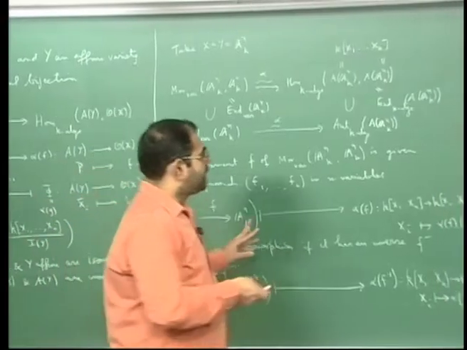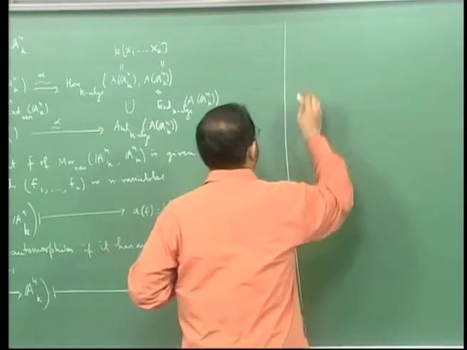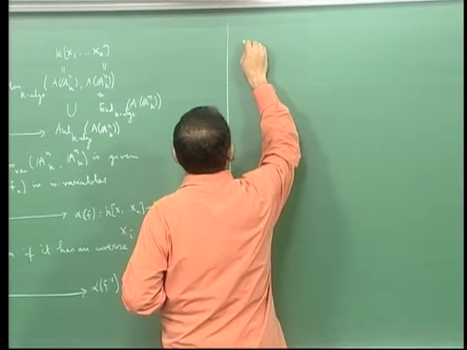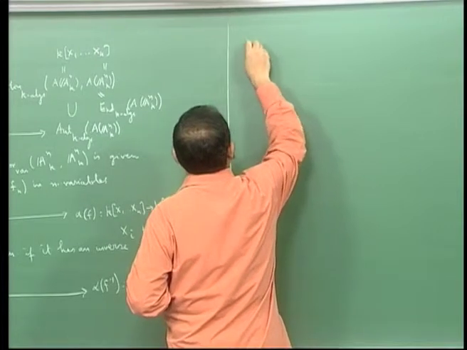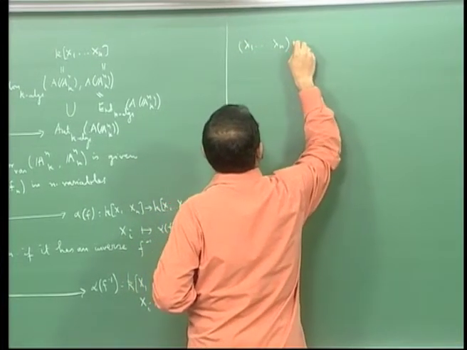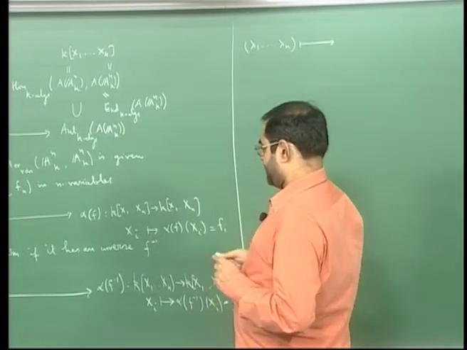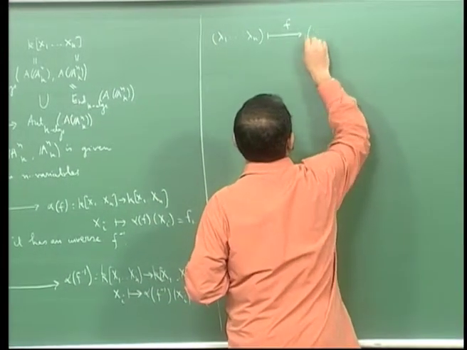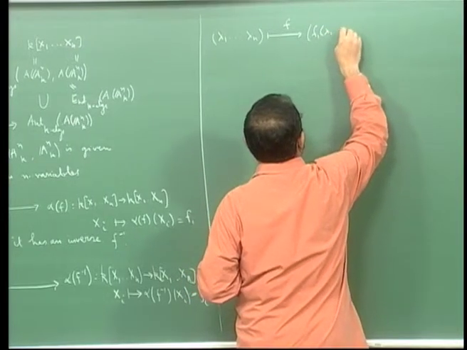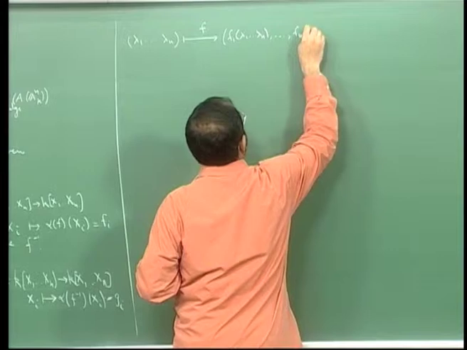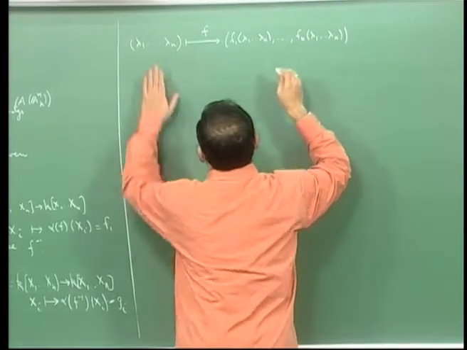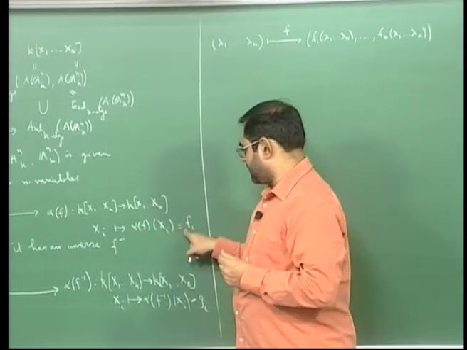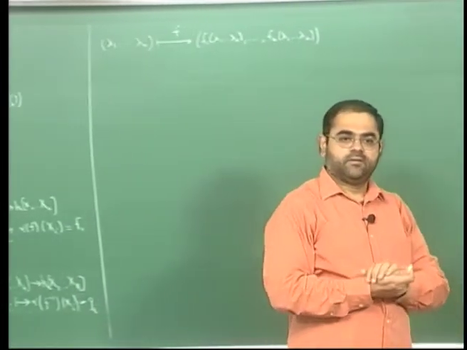And what you can see immediately is that if I start with a point with coordinates lambda 1, etc., lambda n, and apply the map f to it, what I am going to get is f1 of lambda 1, ..., lambda n, and so on, fn of lambda 1, etc., lambda n. This is the point it is going to go to. That is what it means to send the xi's to fi's under alpha of f.